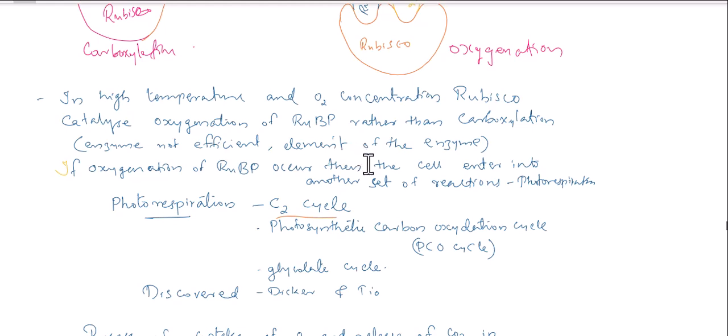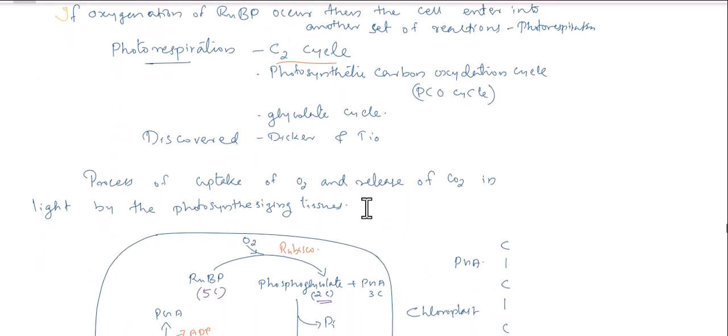If oxygenation occurs, it enters into another set of reactions called photorespiration instead of the Calvin cycle. The plant actually needs carboxylation rather than oxygenation, so oxygenation is not good for productivity. Here another set of reactions will occur, which we term photorespiration.